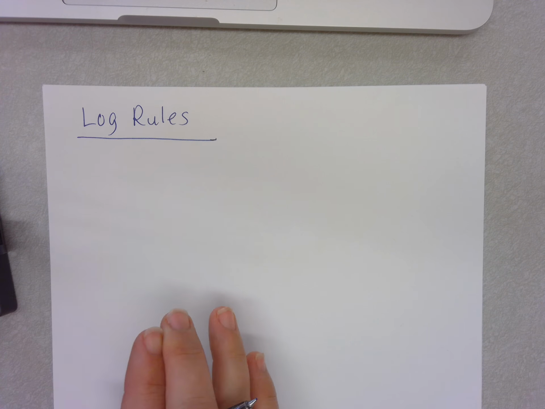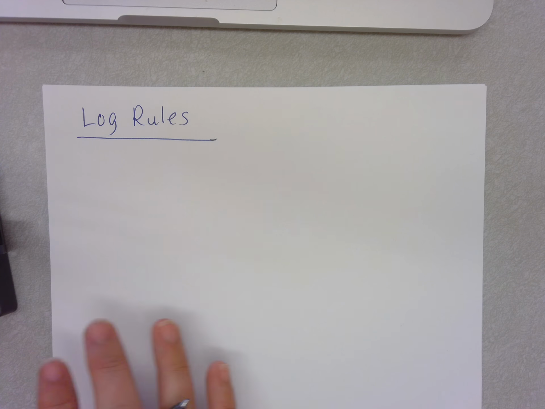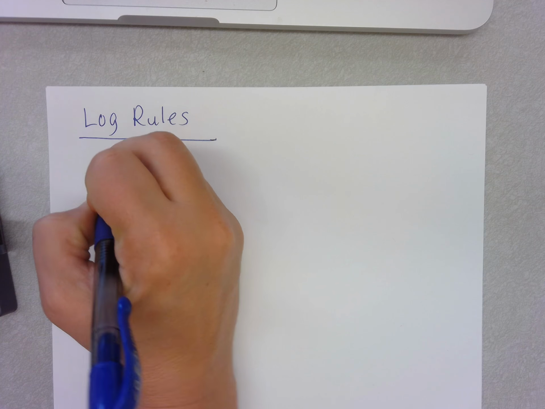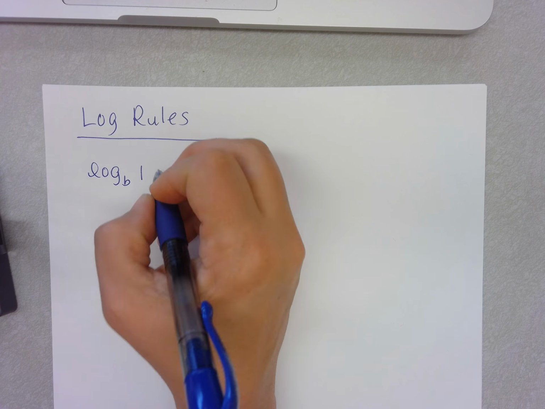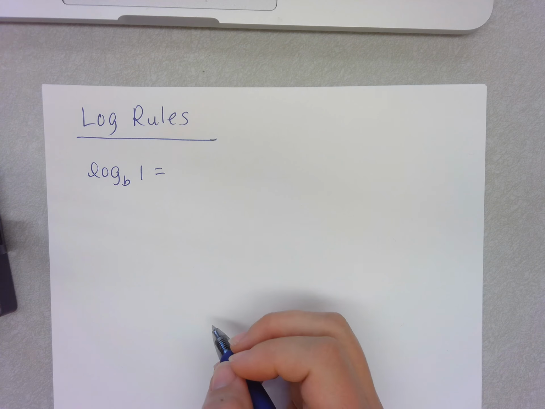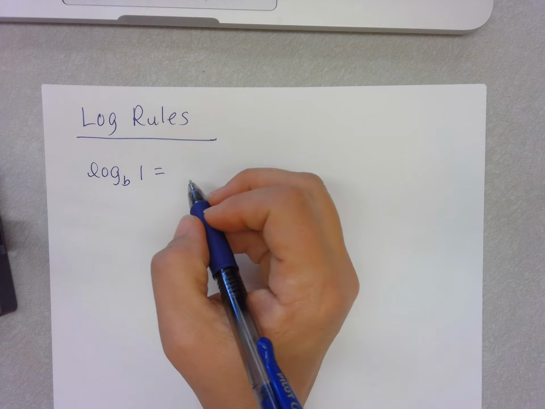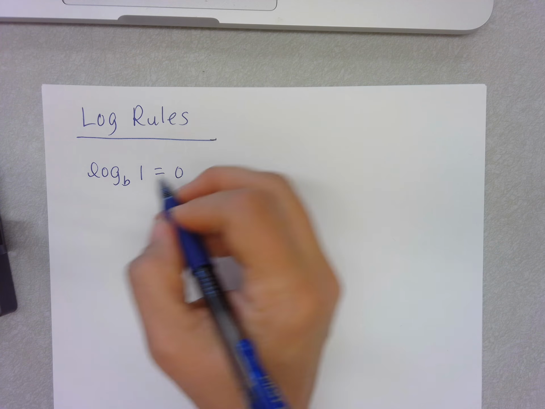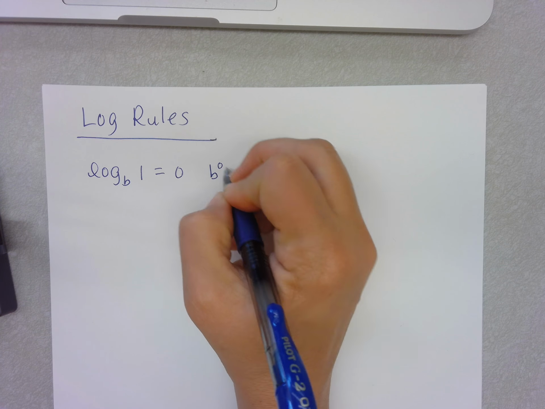Okay, so the first thing, I'm just going to use, for the most part, a generic base b or ln in this case. The base could be anything, right? So if I have the log base b of 1, this is essentially b to what power gives me 1? And it's always going to give me 0, right? Because if I wrote this in exponential form, it would be b to the 0 equals 1.